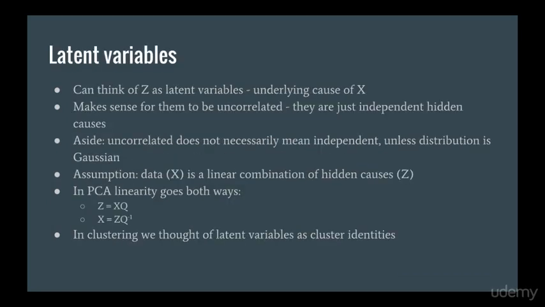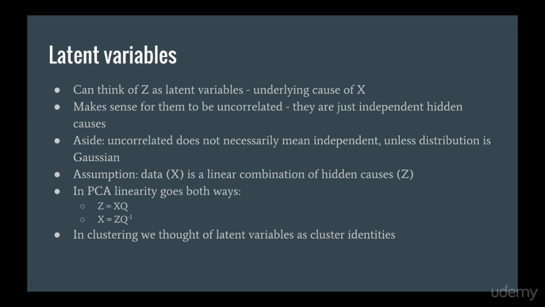Yet another view of PCA is that the transformed variables Z are the latent variables, as in they are some sort of underlying cause of the data X. Then it makes sense that they should be uncorrelated because they are just independent hidden causes. It also makes sense that some of the data in X is correlated because they are just measurements you're taking of some data that is produced by a combination of those hidden causes. What we are assuming when we do PCA is that the data is a linear combination of those hidden causes.